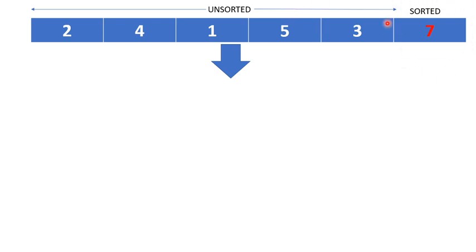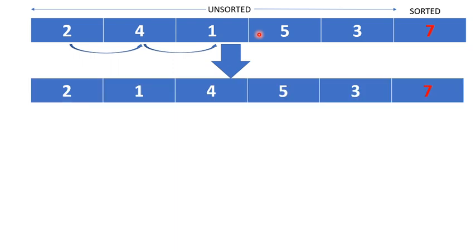So the required position for 7 is at the last, and it is already on the last. So we will not scan the sorted part, we will only scan the unsorted part. Okay. Now first we will compare 2 and 4. Here it is already sorted, so we don't need to swap. Now next 4 and 1 will be compared. Here swapping is required, we will swap.